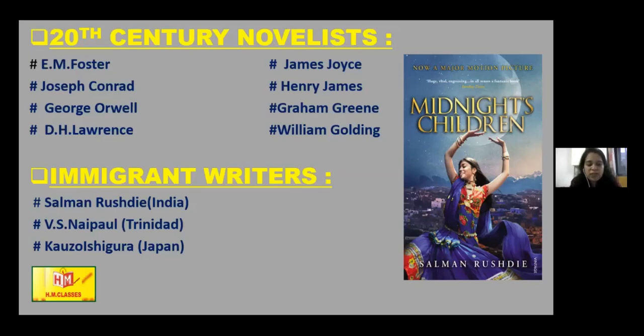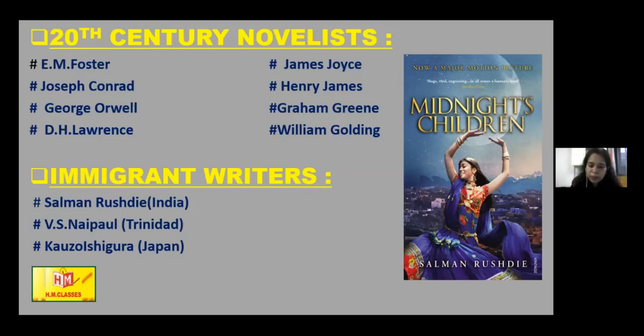Okay, we have Salman Rushdie from India, an Indian immigrant. He went over to England. V.S. Naipaul, and then we have somebody from Japan, Kazuo Ishiguro. The name is a little difficult to understand, but students, we need to know these names.